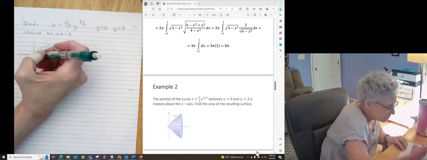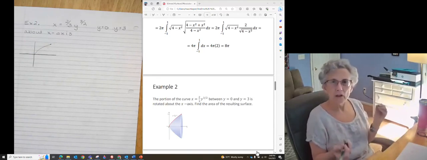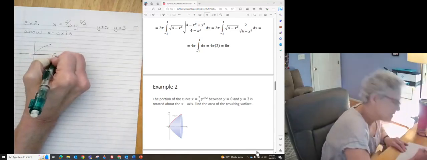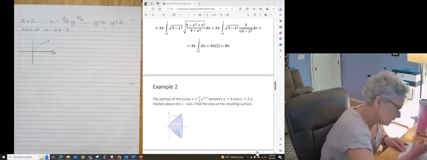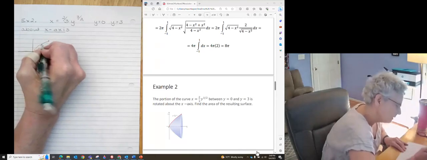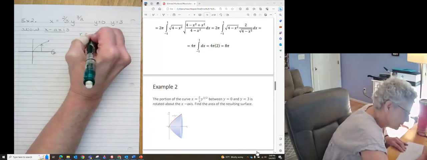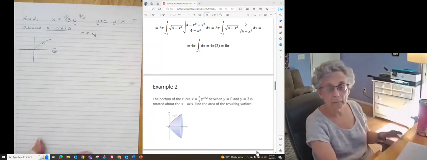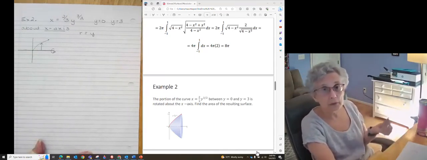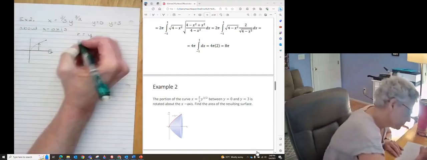Even if it had gone that way instead, it wouldn't matter for what I need, because what I need is to figure out where my radius is. Since I'm going about the x-axis, here's my radius. Radius is equal to y. This time, I want to integrate with respect to y. So I don't have to put a function value in. I'll just put in y for my radius.